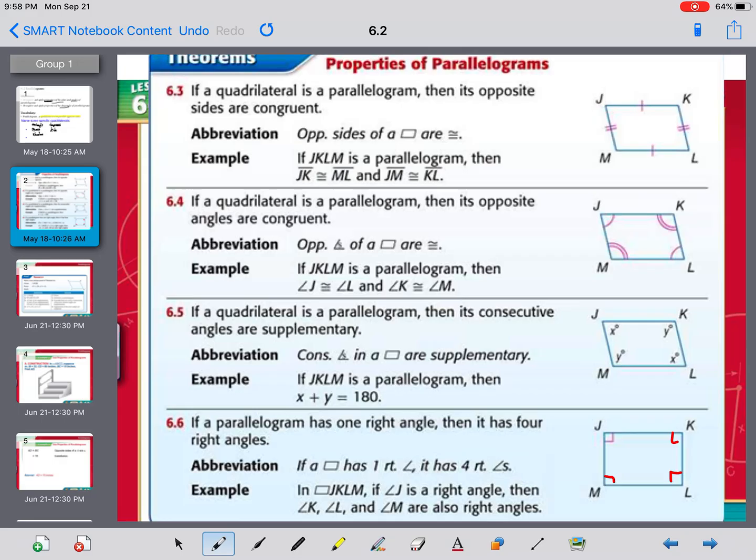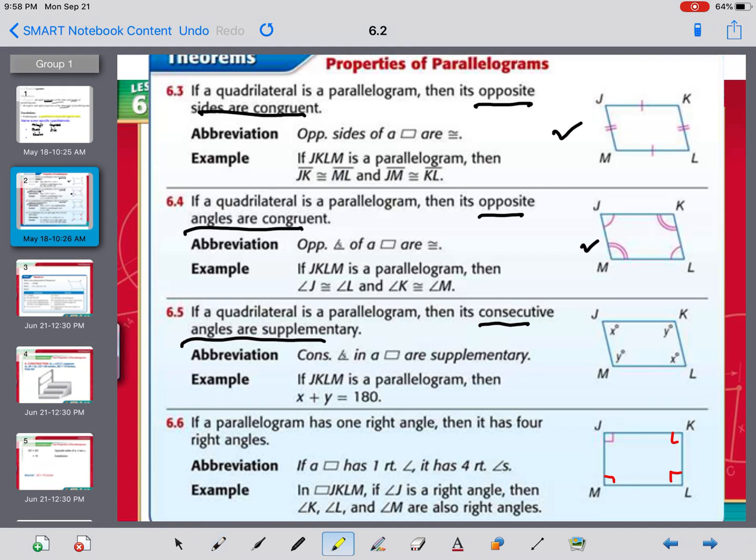For properties of parallelograms, opposite sides are congruent. We see that marked here. Opposite angles are congruent. We see that marked here. We see that consecutive angles are supplementary. If you think about that, if these two are parallel, cut by a transversal, then those consecutive angles are like the consecutive angles that we talked about back at the beginning of the course, and they have to add up to 180. That's what it means when it says supplementary.